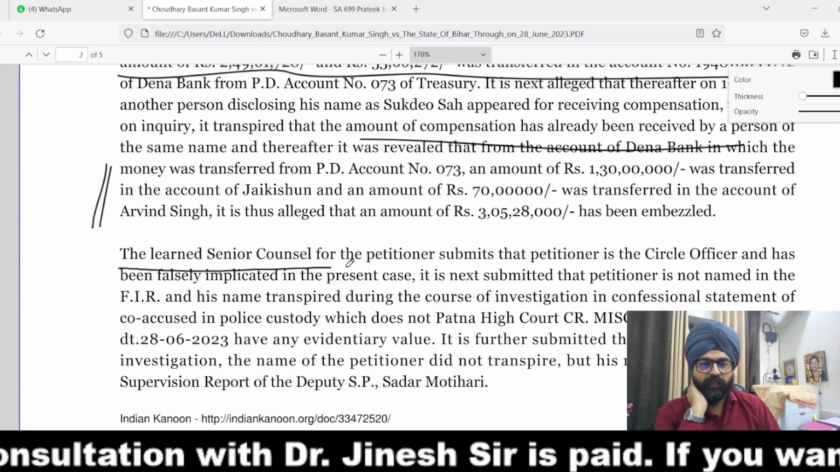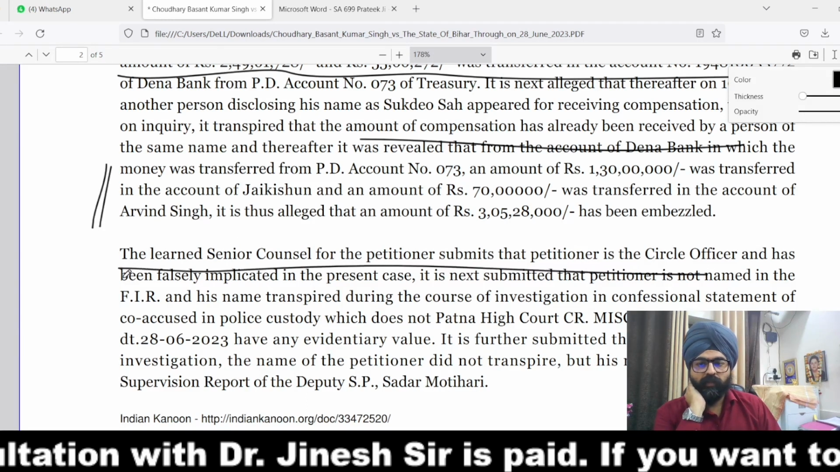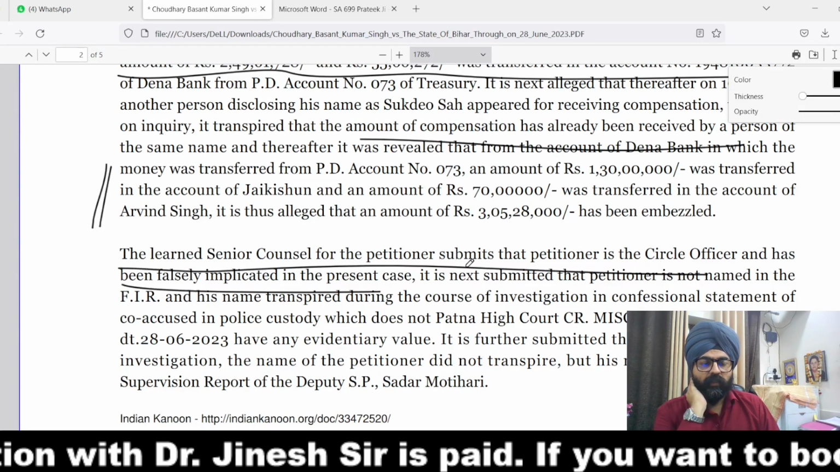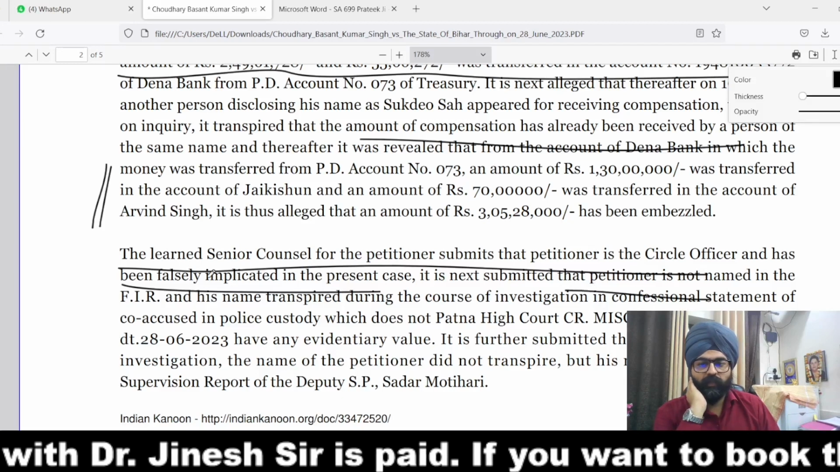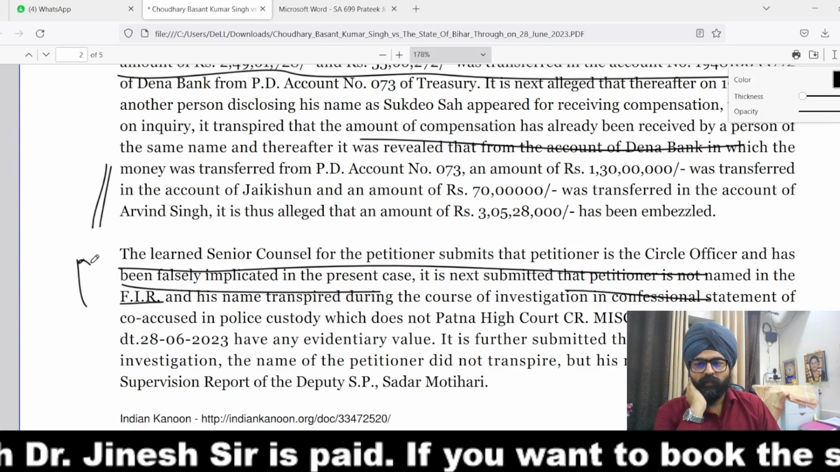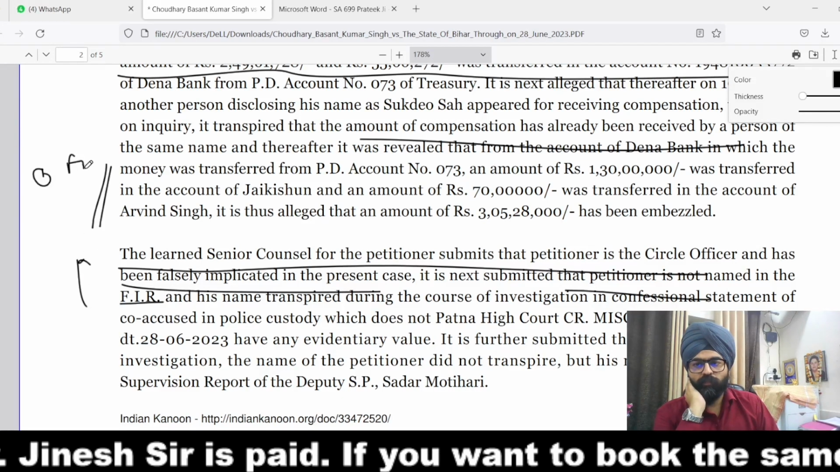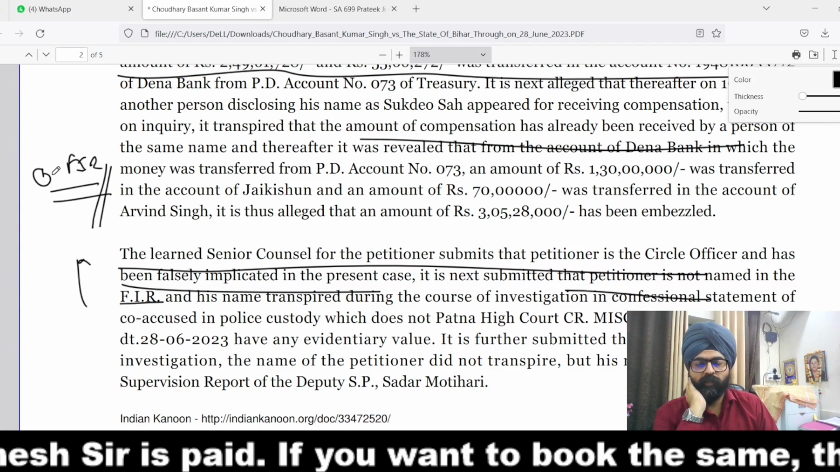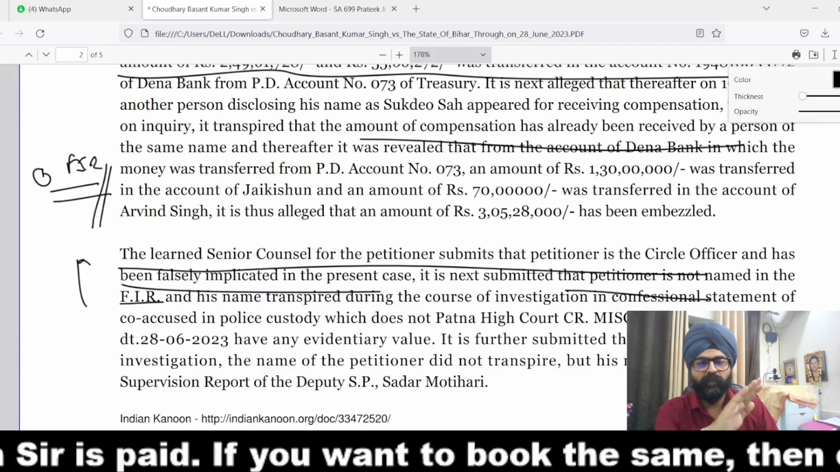Another argument is that the petitioner is a circle officer. He is falsely implicated in the case. He submitted that he is not named in the FIR. There are certain things. For example, the accused may be named in the FIR, may not be named in the FIR, but in the course of investigation, he may be named.